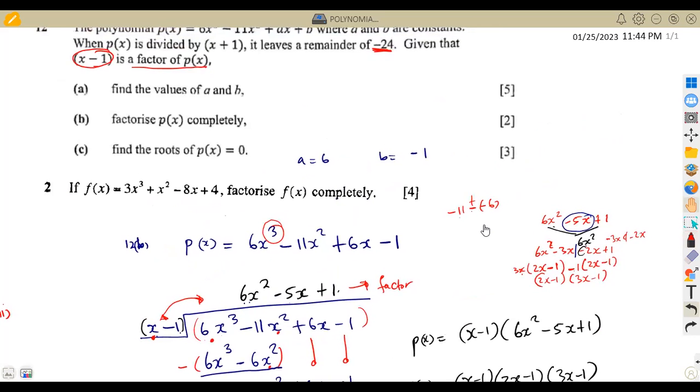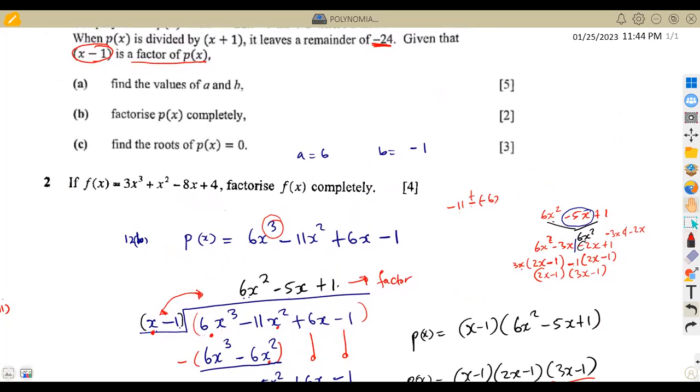Then on question number C, the C part: find the roots of P(x) equal to 0. So the roots, these are the solutions. If you are asked to find the roots, these are the solutions. So they are just saying solve for x. If P(x) is equal to 0, solve for x.